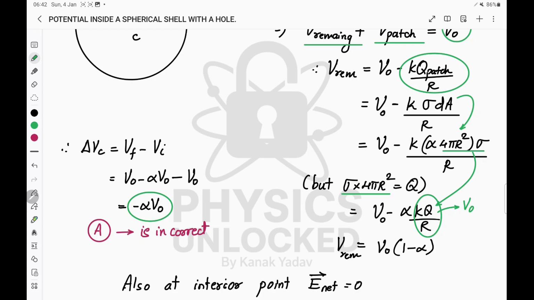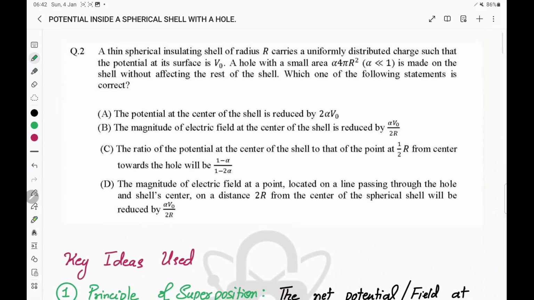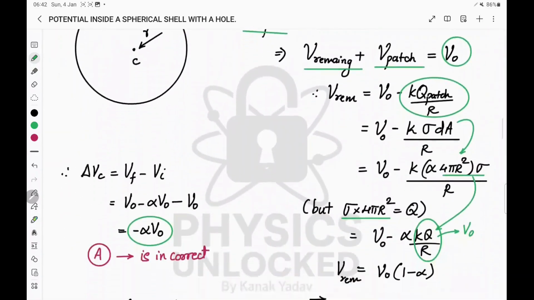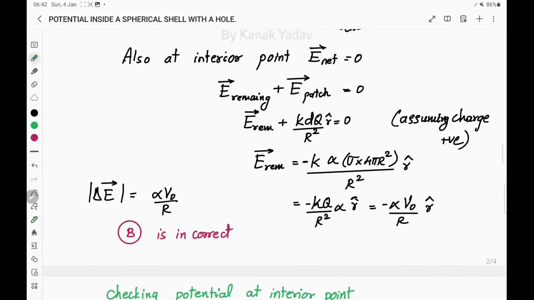It has reduced by an amount alpha V naught, which tells that option A is incorrect, because option A says that the reduction in potential at the center of the shell is 2 alpha V naught, which is wrong. By superposition, we see that the reduction in potential is just alpha V naught.